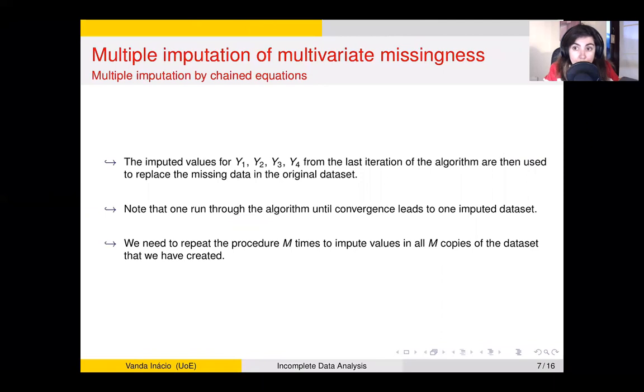But note that I do this iterative procedure, and this only leads to one completed dataset. But in the context of multiple imputation, I'm creating M capital copies of the dataset, and then I need to repeat this procedure M capital times. I need to repeat the procedure as many times as copies of the dataset that I have created.